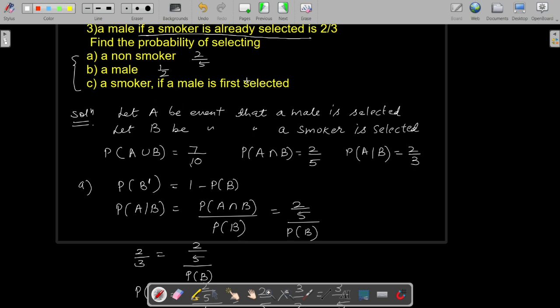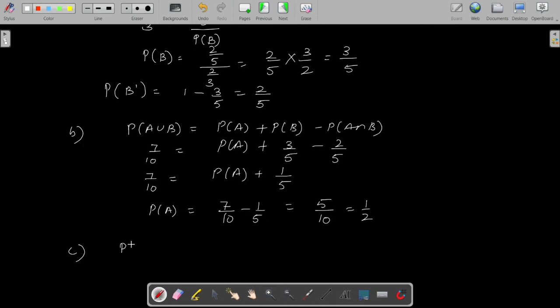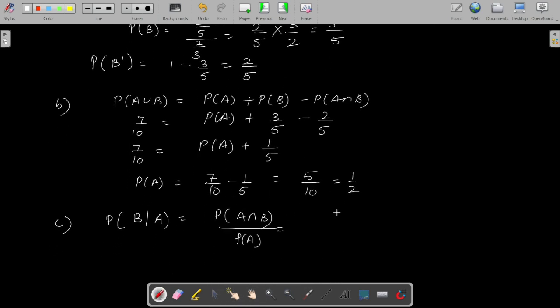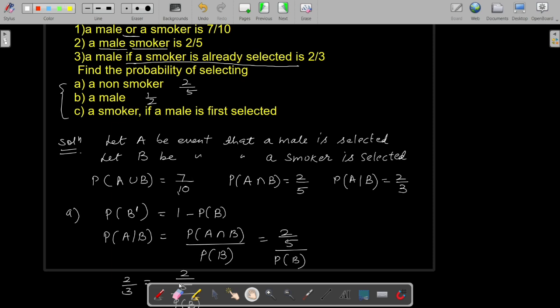Now you need to find a smoker if a male is first selected. Smoker is represented with B. If a male is first selected, that means you have to find probability of B given A. So what is the formula? It is A intersection B upon probability of A. What is the value for A intersection B? That is 2 over 5. And probability of A, which we have calculated, is 1 by 2. So it is 2 by 5 multiplied by 2 by 1, which is 4 over 5. So probability of B given A is 4 over 5. That means the probability of selecting a smoker if a male is first selected is 4 over 5.